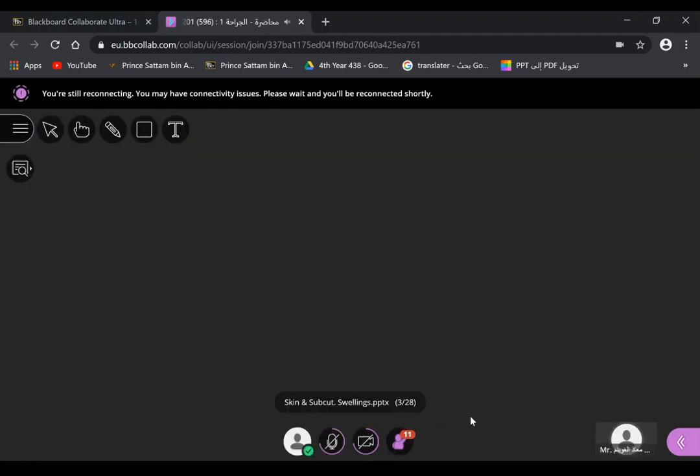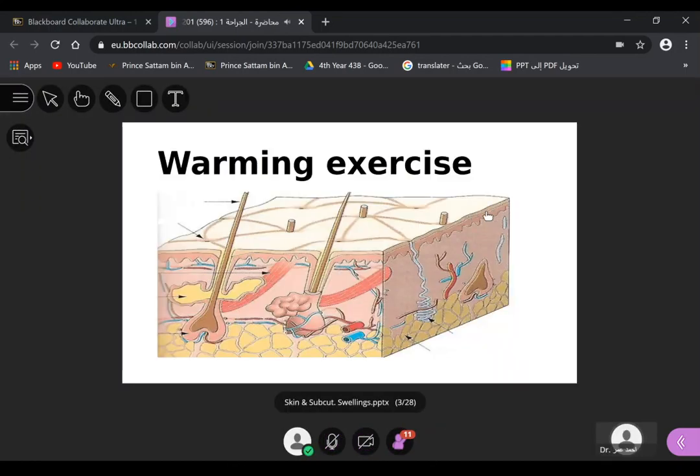What type of cells lie here? Stratified squamous. The type of epithelium is squamous epithelium, and the cells are keratinized cells. And what do you call this layer? Dermis. How many layers form the dermis? Papillary and reticular. Papillary the superficial, reticular the deepest part.